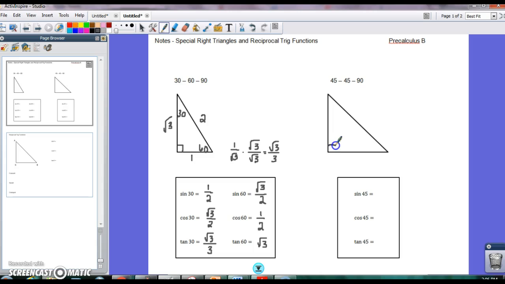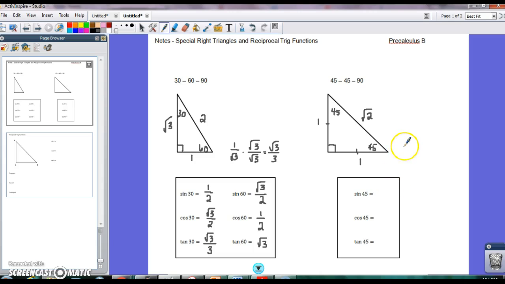In the 45, 45, 90 triangle, also called an isosceles right triangle, those angles are the same, so these sides have to be the same. The tangent of 45, opposite over adjacent, would be 1, so I can write that as 1/1. And if I did Pythagorean theorem, I would end up with radical 2 as my hypotenuse.